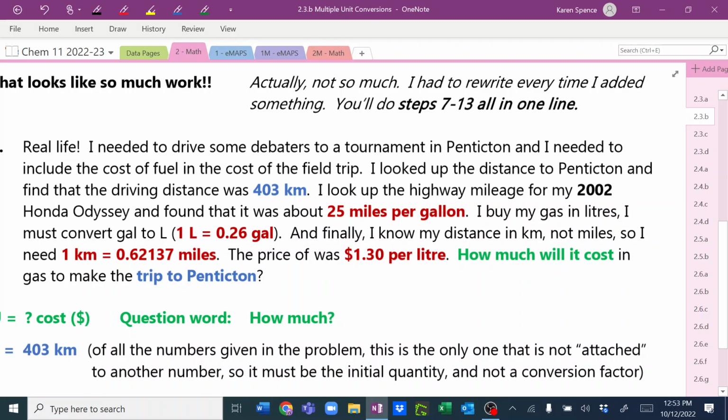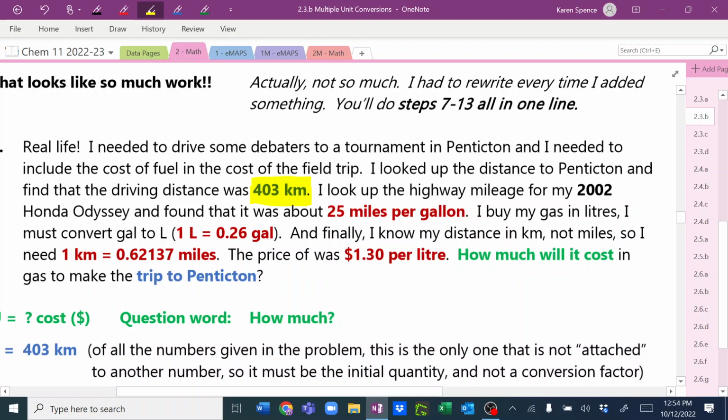So I looked up the distance to Penticton and found that the driving distance was 403 kilometers. One of the things that might be nice is for you to invest in a highlighter so you can highlight your numbers, because often these problems have a lot of words. Yes? It's nice to just be able to say, oh, look, there's a number, 403 kilometers.